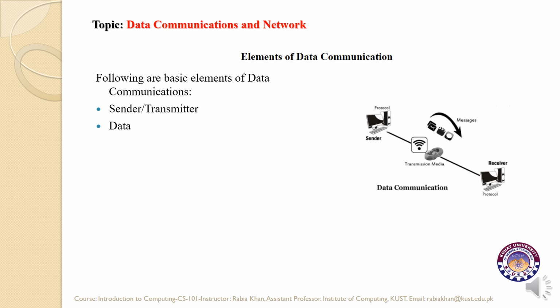The second element is the data or message. It is the important and useful aspect of a data communication system. Data or message simply refers to the piece of information that is required to be communicated between different parties. Data can be in any form, such as a text file, an audio file, or a video file, even live streams.